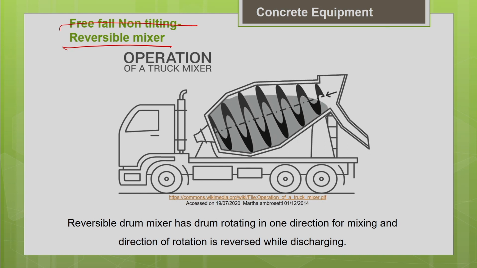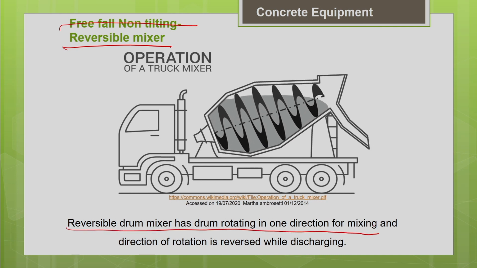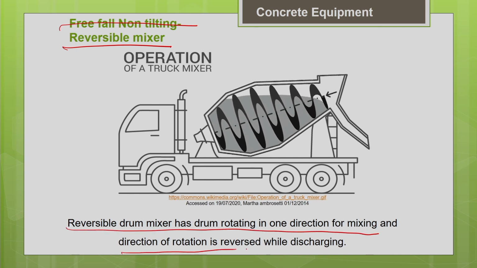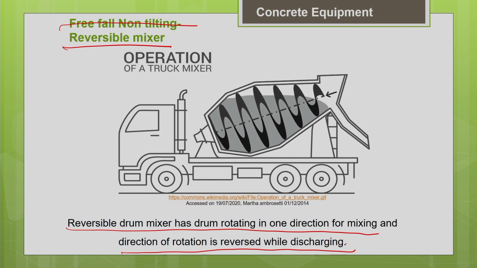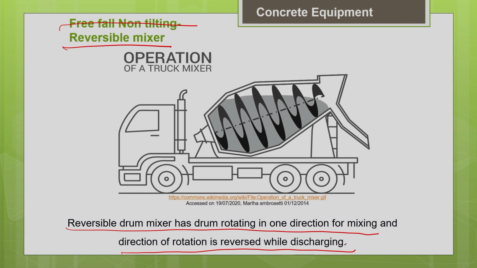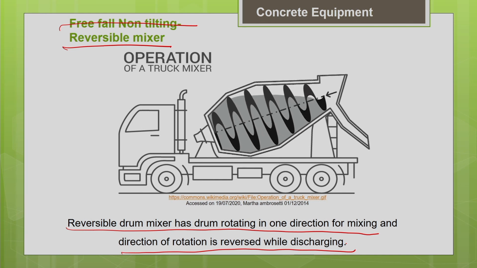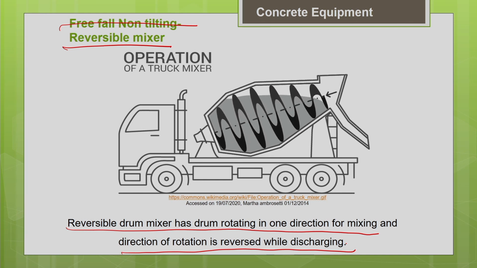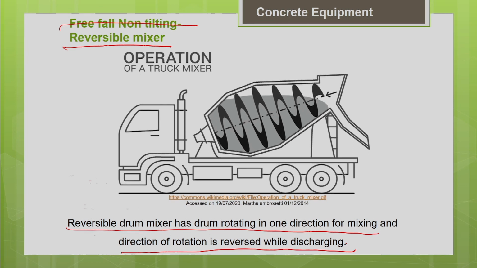So, these are reversible drum mixers, as the drum rotates in one direction for mixing, and the direction of rotation is reversed while discharging. You can see the picture. When the rotation is reversed, the concrete gets discharged out. It is mainly because of the spiral blade arrangement inside the drum.